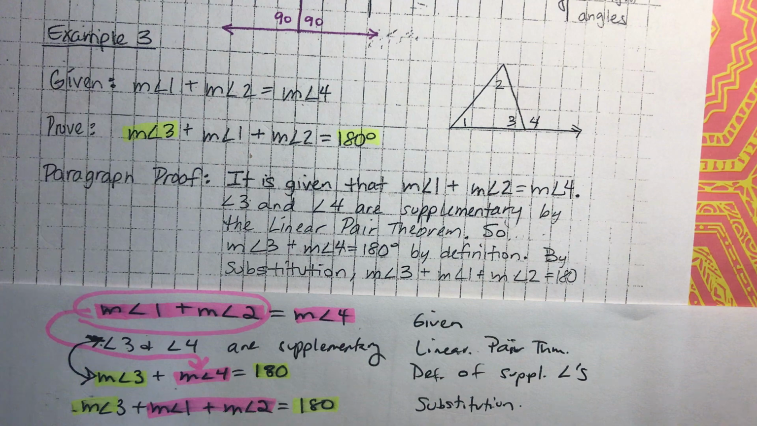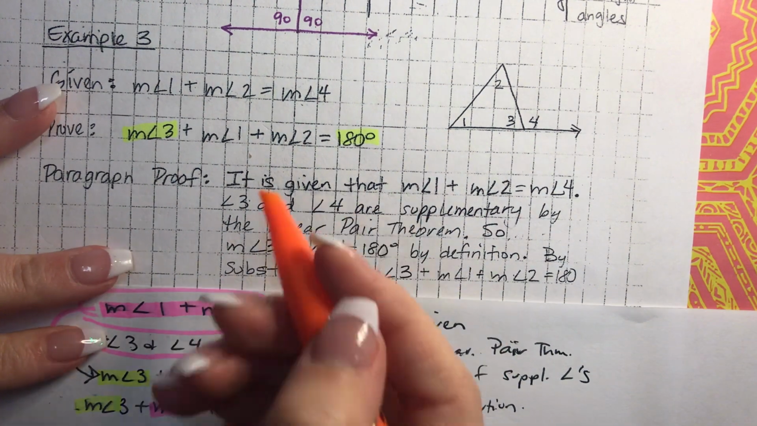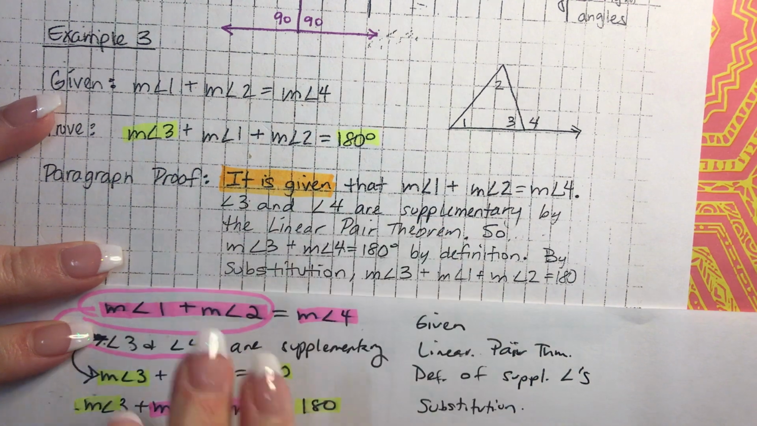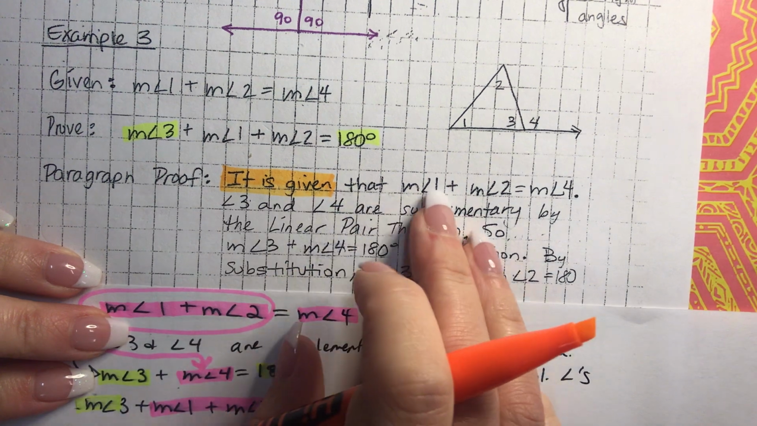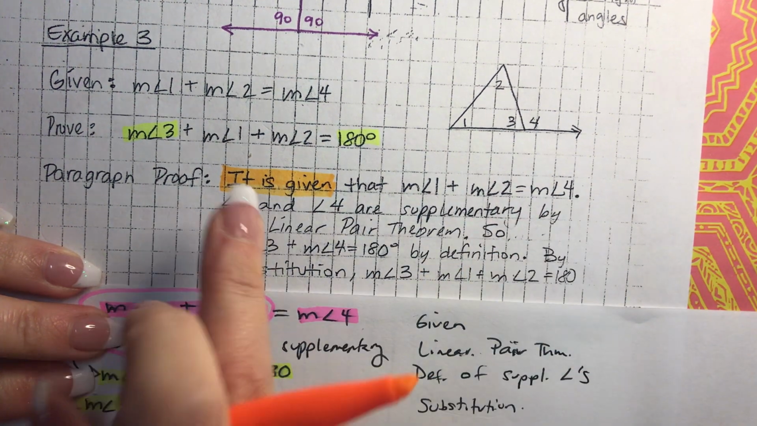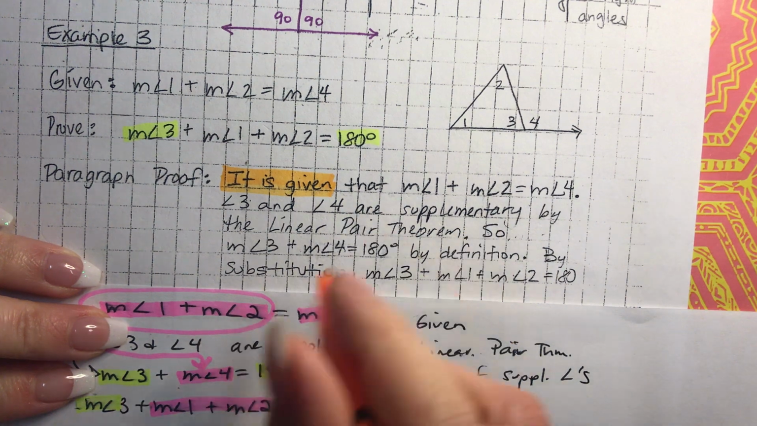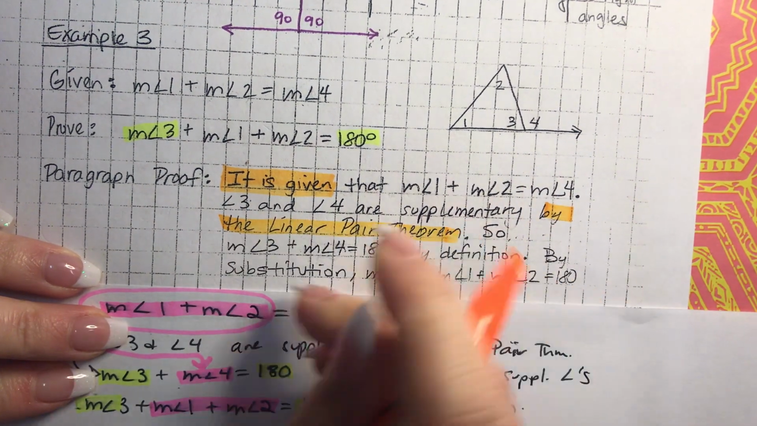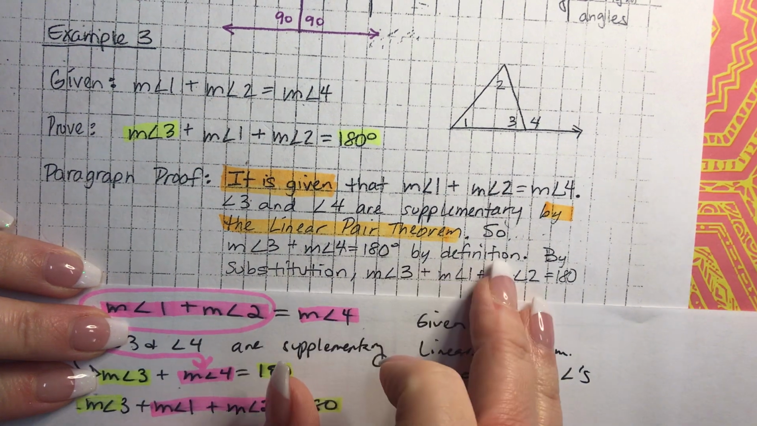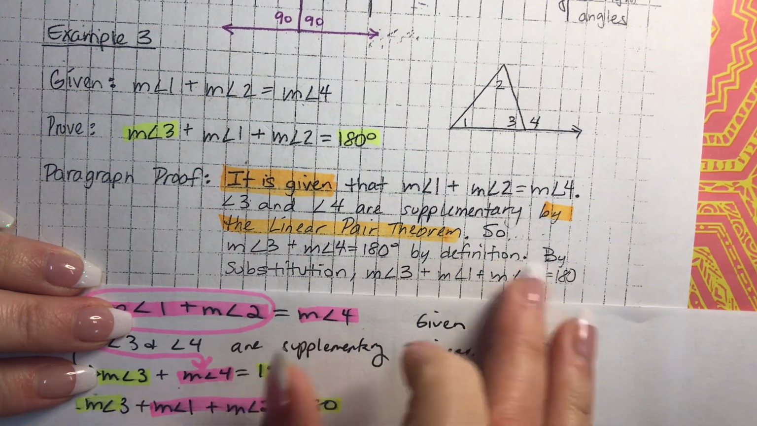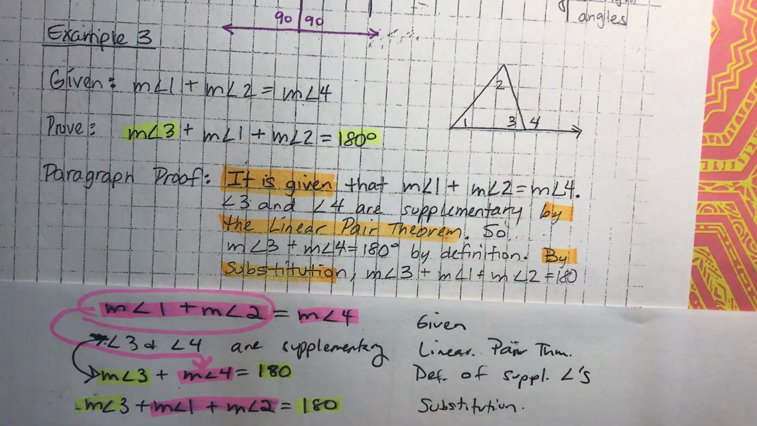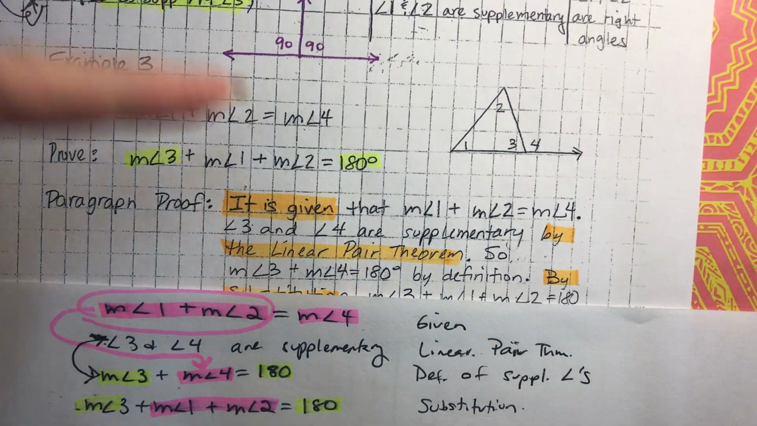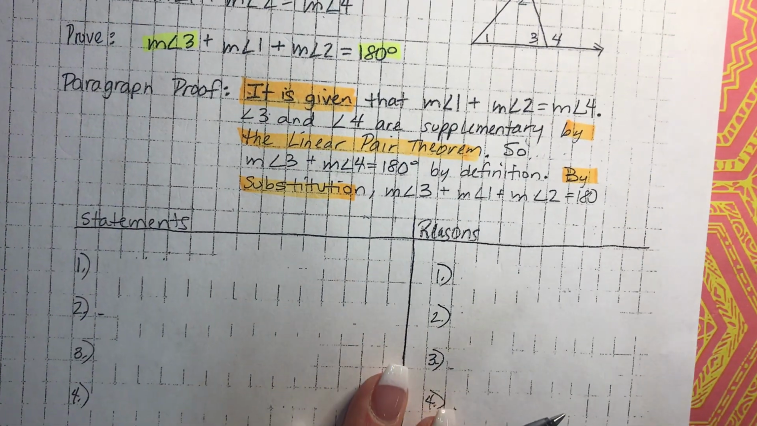So that's pretty much it for the paragraph proof. It's good to look at the key words. Like "it is given" is one way to make a sentence about things that are given. So it is given that the measure of angle 1 plus the measure of angle 2 equals the measure of angle 4. Angle 3 and angle 4 are supplementary by the linear pair theorem. That's pretty easy. By the definition of supplementary angles, I probably would have had that, and then starting off with substitution. There are a couple key words there, but not a whole lot. It's pretty straightforward. Then we just take this information and write it in our two-column proof.